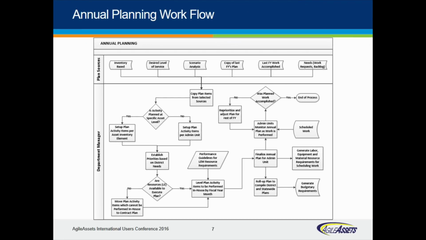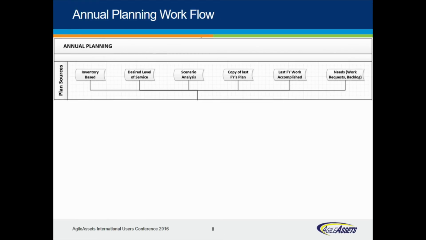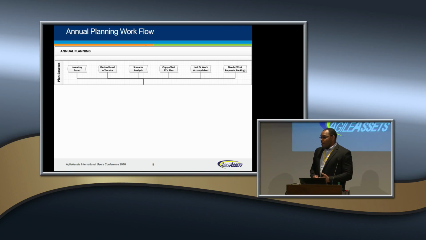Okay, so this is what our planning process looks like. Looking at it a little closer, there are several sources that we can start building the maintenance plan from, and these include inventory-based, and I will go into each of these in more detail, desired level of service, scenario analysis, copying last year's plan, so I can take last year's plan and start modifying that. I can look at the actual work which was accomplished last year, and I can tweak that as well. And I can also look at my needs, so work requests, requests from the public that have come out. I can also use these to build my plan.